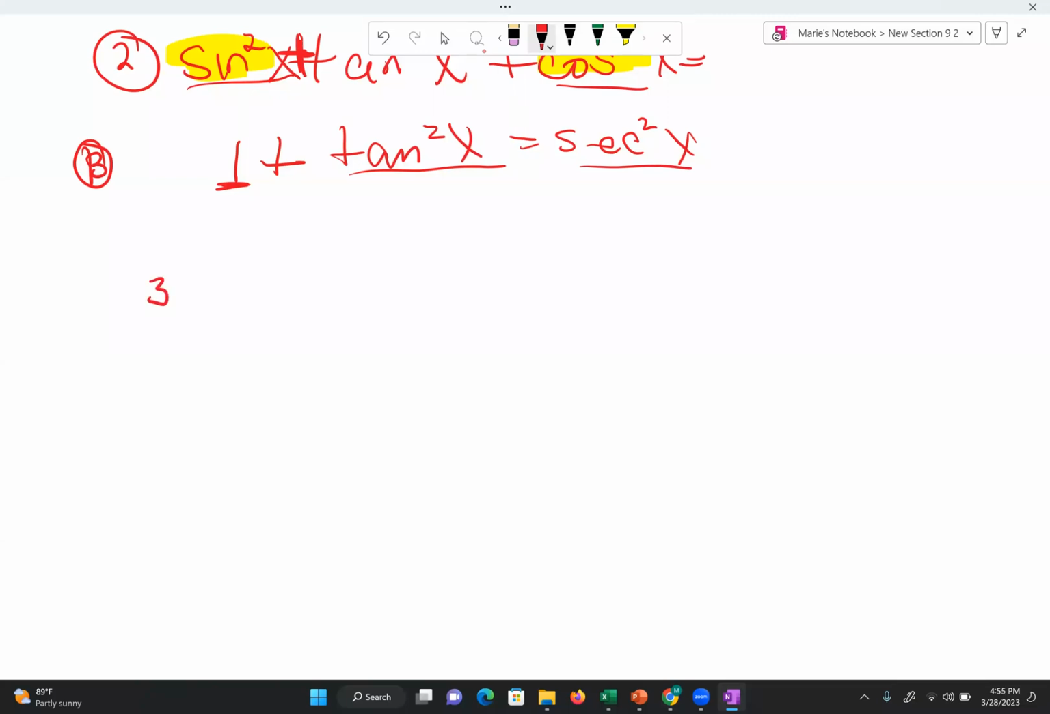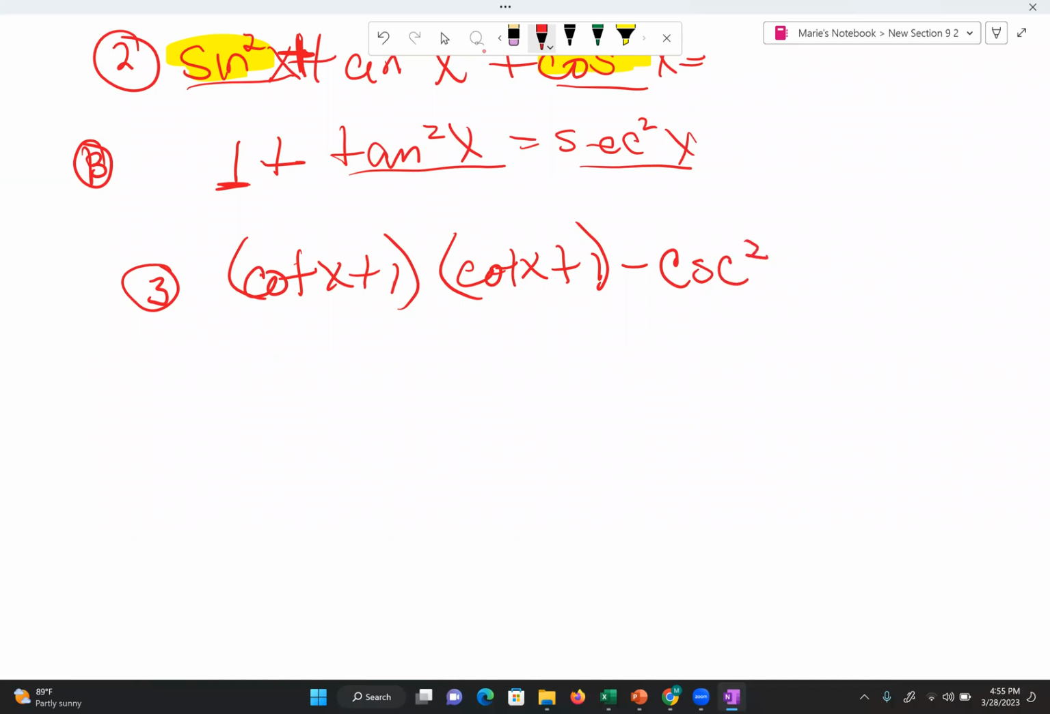All right, question number 3. On question number 3, they start you with cotan of x plus 1 times, again, cotan x plus 1 again, minus cosecant squared x. And all of this is divided by cotan x.